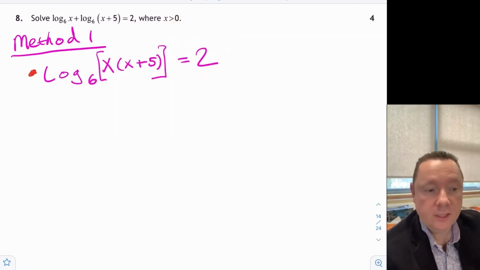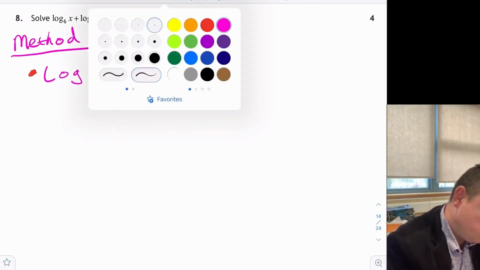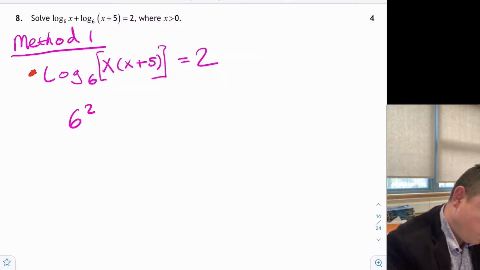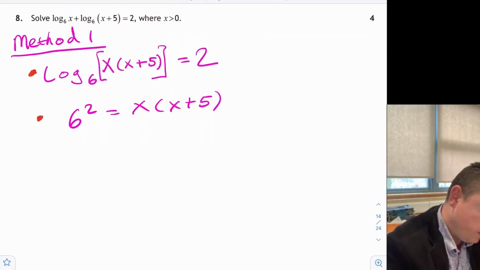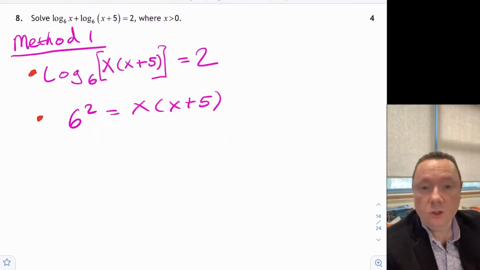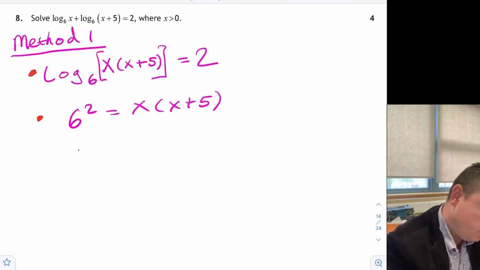Okay, moving to the second mark, we can write that as 6 squared equals x times x plus 5, or x times x plus 5 equals 6 squared. So there's our second mark there. And then we can move on to try and solve that as a quadratic equation. So standard quadratic way, multiply out the brackets, we get x squared plus 5x, and that equals 36.